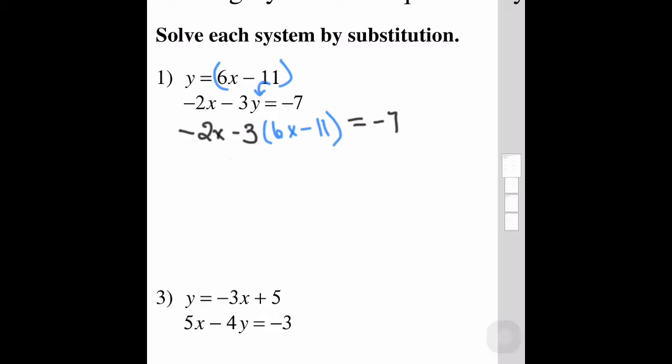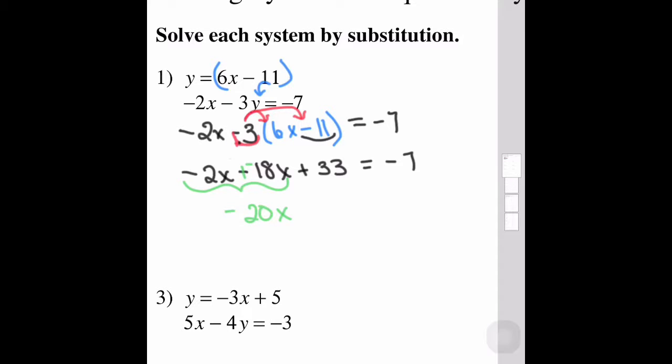Step 3 says to solve the equation. So I know I need to do the distributive property there with this whole number. I'm going to bring down my negative 2x and apply the distributive property. So negative 3 times 6x is negative 18x. Negative 3 times negative 11 is positive 33 equals negative 7. Here I'll combine the like terms. Negative 2x minus 18x is negative 20x. Bring down the 33 equals negative 7.